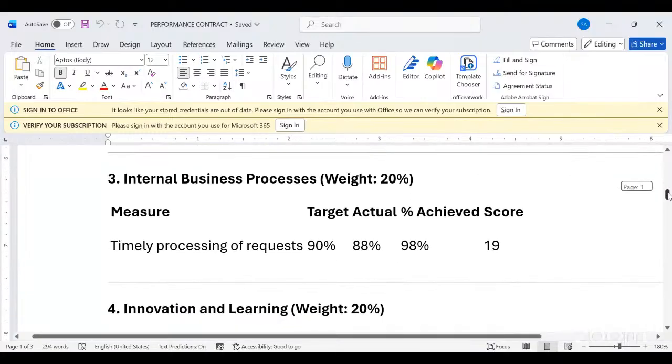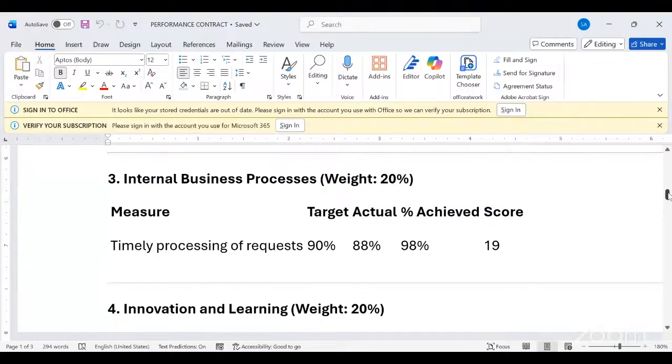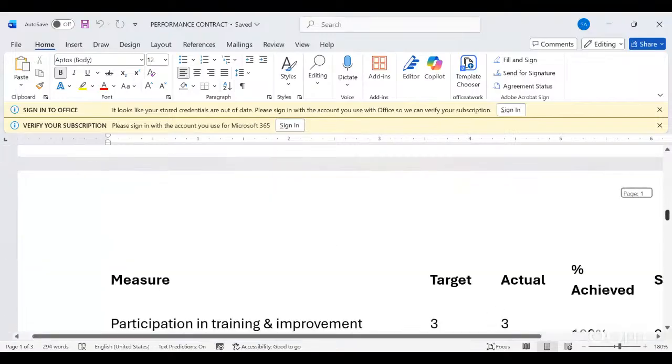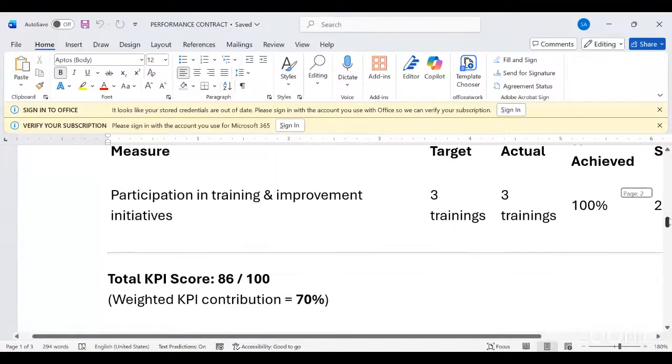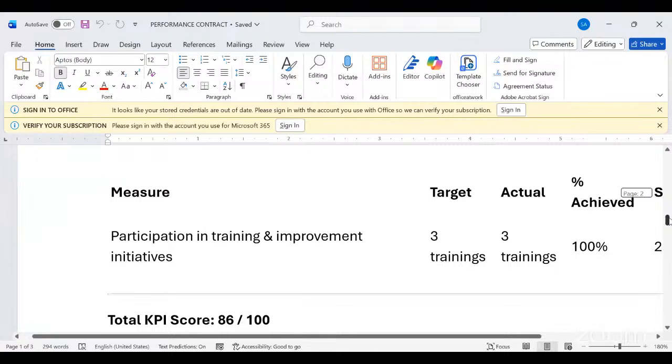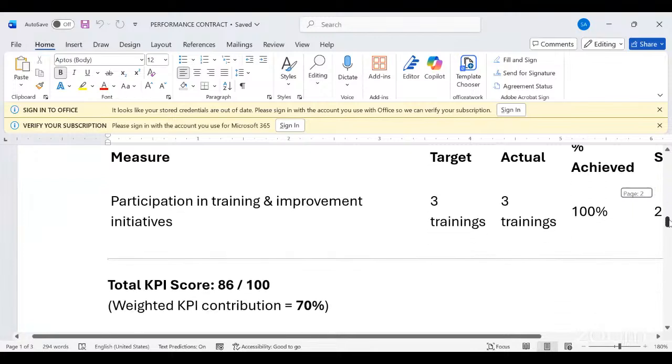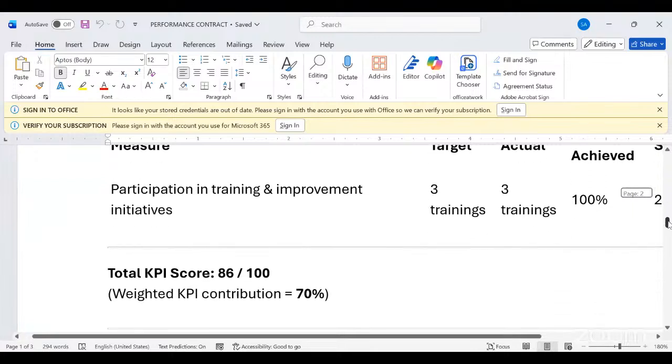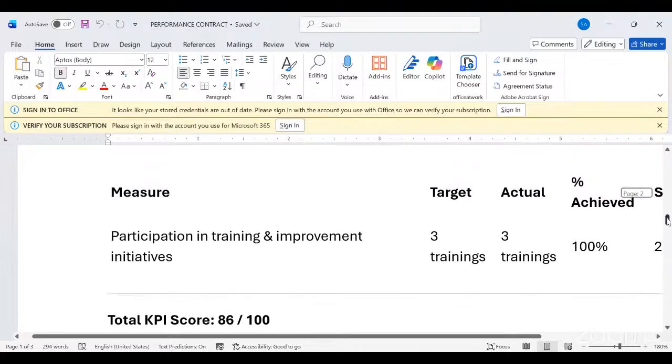Under internal processes, this employee has an indicator of timely processing of requests, and the target is 90%. Under innovation and learning, the indicator is participation in training and improvement initiatives. The target is 3 trainings.